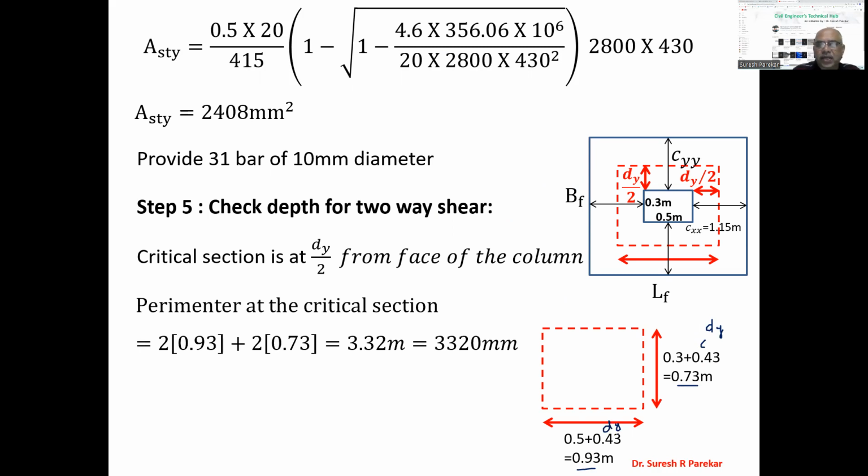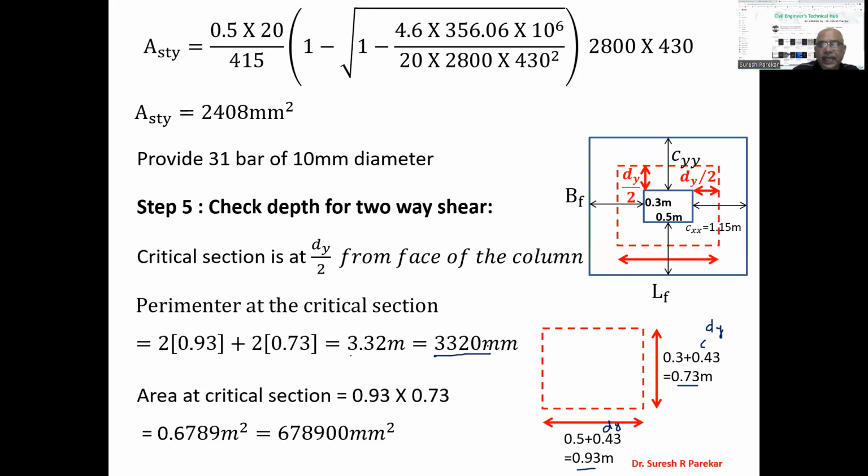Then we have the perimeter. So again 2 into 0.93 plus 2 into 0.73, so it will be 3320 millimeters. Then we have the area at the critical section. So we have 0.93 multiplied by 0.73, and it comes to 678900.